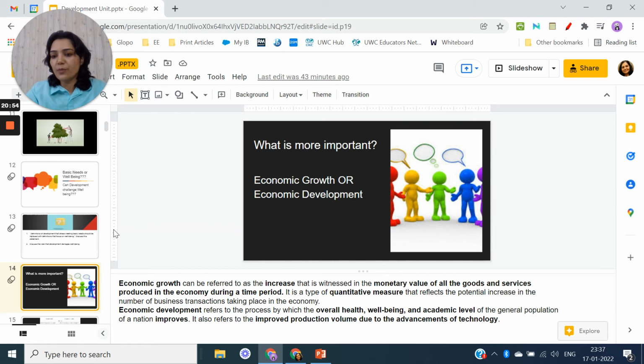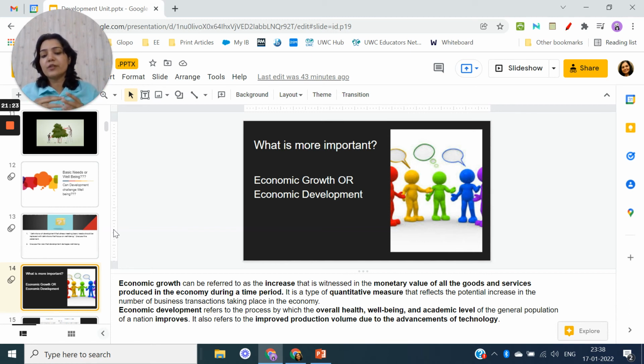I move further. Now this is the last topic of the recording: economic growth or economic development. Can you pause and think what could be economic growth and what could be economic development? So economic growth talks about an increase in monetary terms, that is, the monetary value of all the goods and services produced in the economy during a time period.